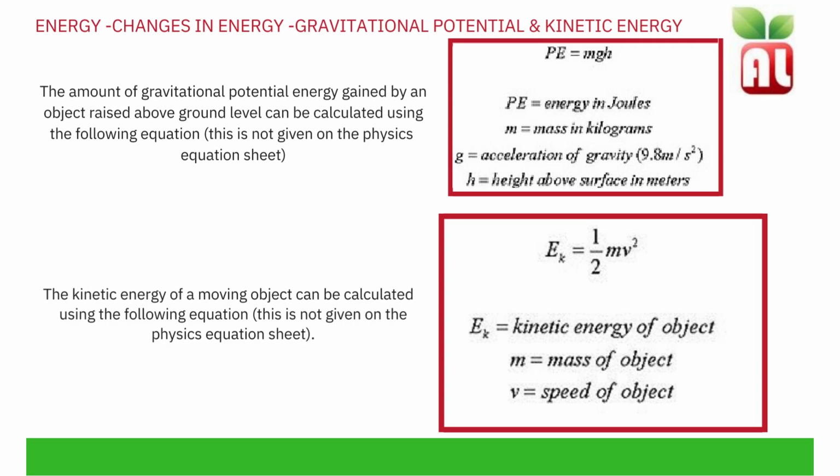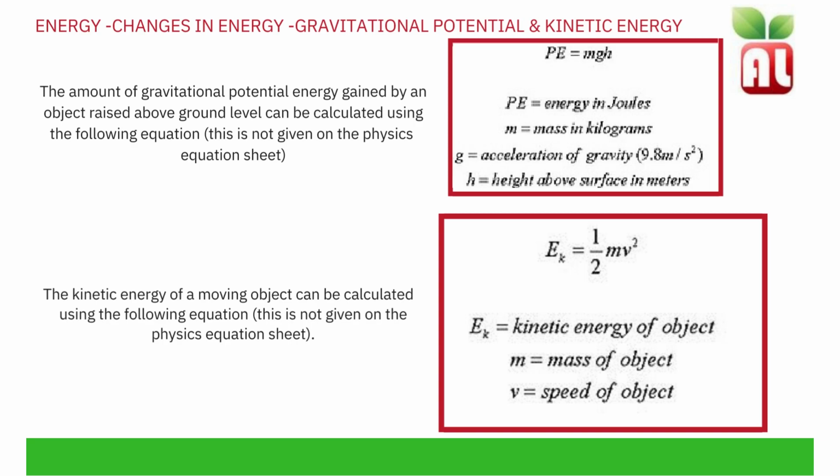Gravitational potential and kinetic energy. The amount of gravitational potential energy gained by an object raised above ground level can be calculated using the following equation. Gravitational potential energy equals mass times gravitational field strength times height. Height above the surface is measured in meters. This equation is not given on the physics equation sheet.